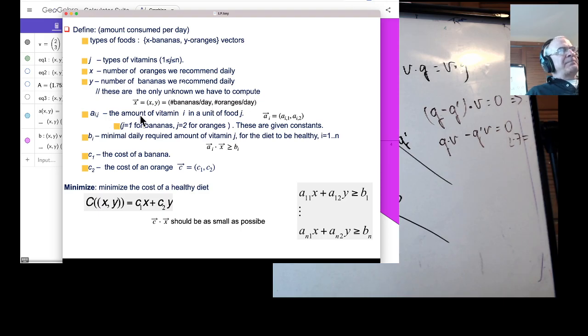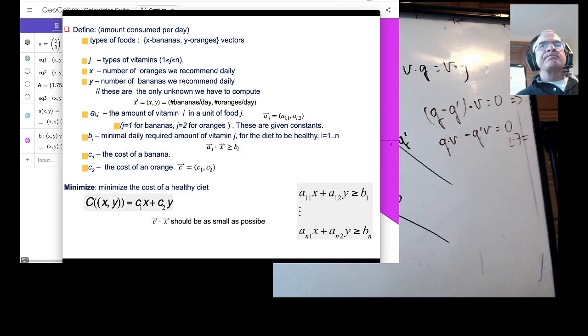Aij, we said, is how many units of vitamin i I have in food type j, that is either j equal 1 or j equal 2. So in this case, I can write aij. People, is this large enough? Can you still read it? Yes, no? Okay, thanks.